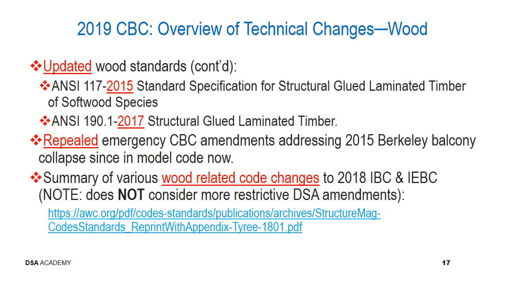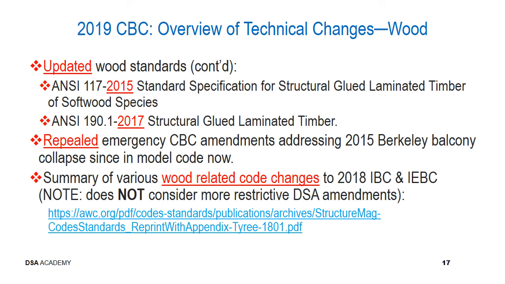Continuing on with changes to the wood, there's also updated standard the ANSI 117-2015 edition. That's the standard specification for structural glued laminated timber of softwood species. There's also the ANSI 190.1 2017 edition. That's new, which covers structural glued laminated timber.